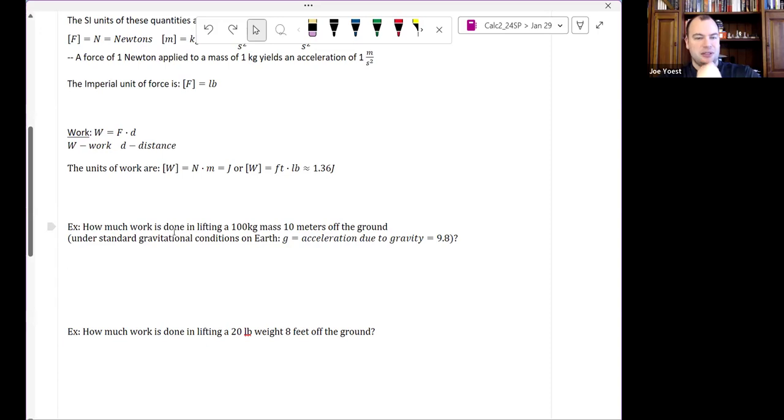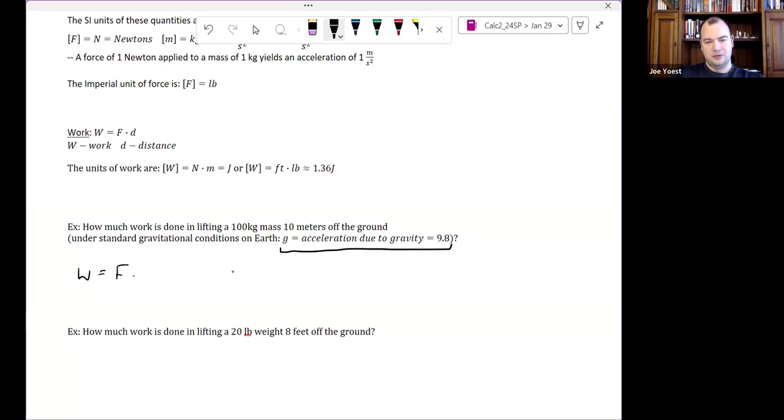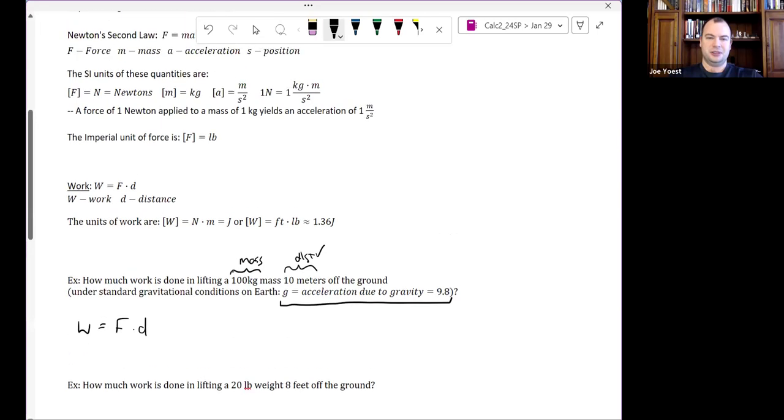Okay, so let's suppose that we lift a 100 kilogram mass 10 meters off the ground. How much work was done in lifting that mass? And here we have standard earth gravity, which will be 9.8 meters per second squared. Okay, so work is force times distance. This is mass. This is distance. So I've got distance given to me right away. I have mass. I need force.